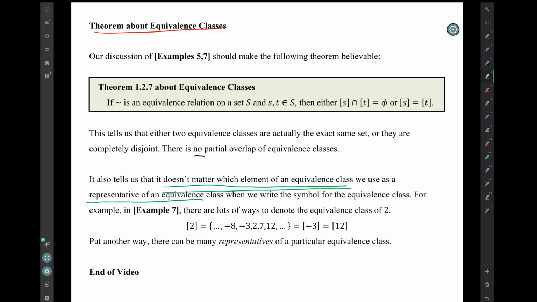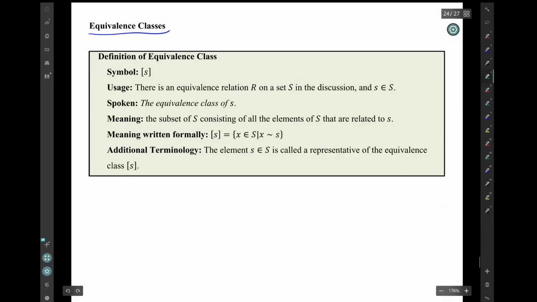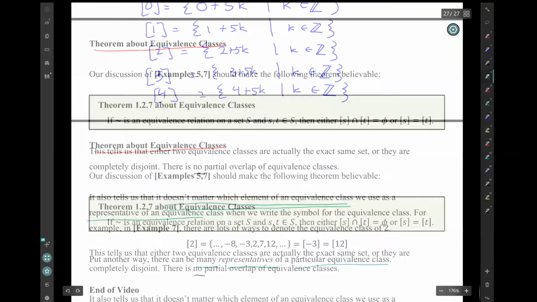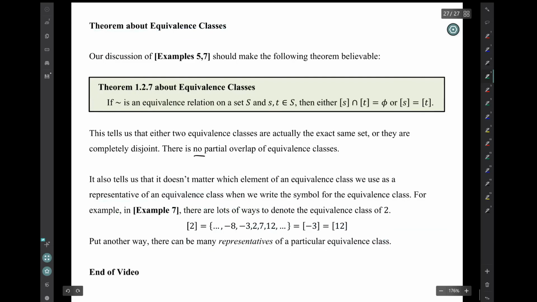Put another way, there can be many representatives of a particular equivalence class. Remember, when I defined equivalence classes, I said the element S is called a representative of the equivalence class. I didn't say the representative, I just said a representative. There can be many representatives. That's the end of our discussion of equivalence classes. That's the end of the video. Thank you.